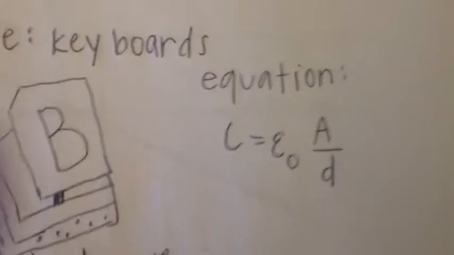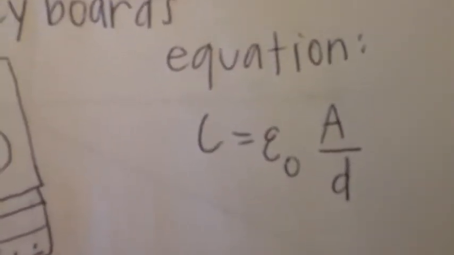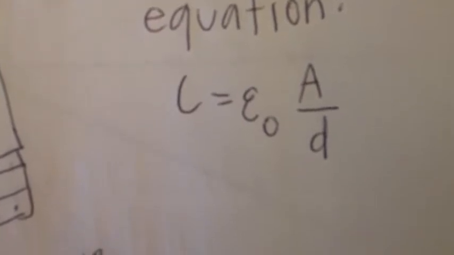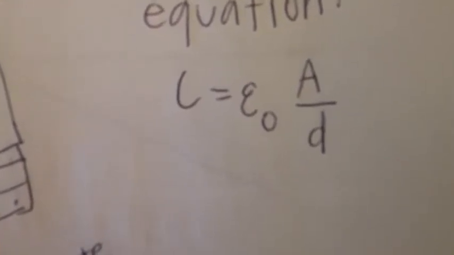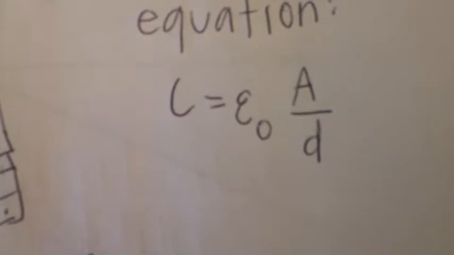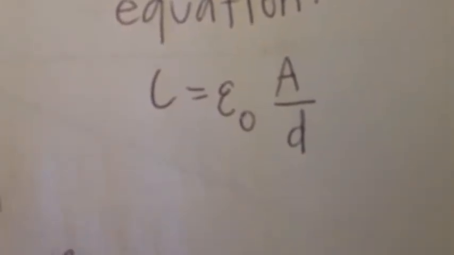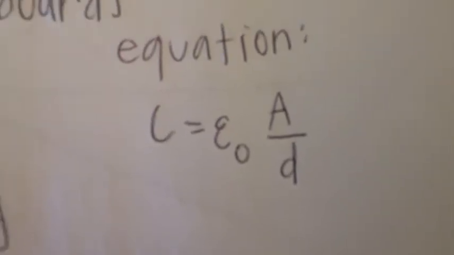Also, the equation for this parallel plate capacitor in a vacuum is C equals epsilon naught times A over d, which means capacitance is equal to the permittivity of a vacuum times the area of one of the plates divided by the distance between those two plates.